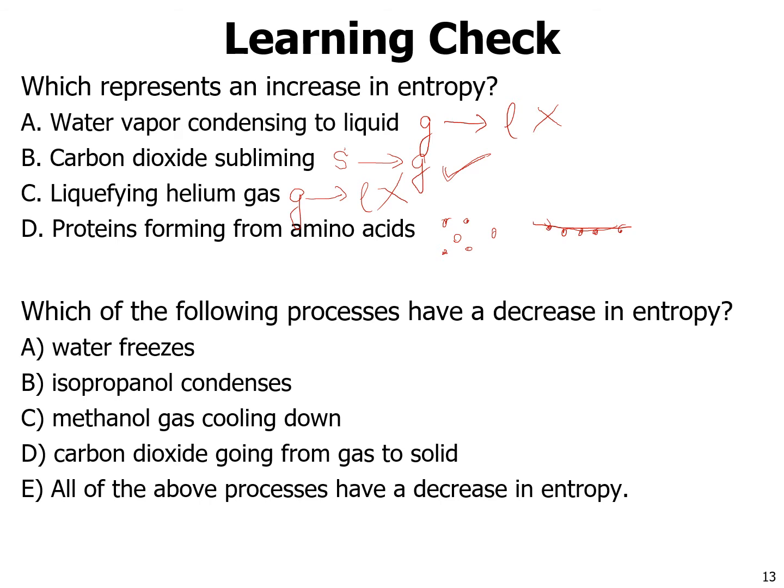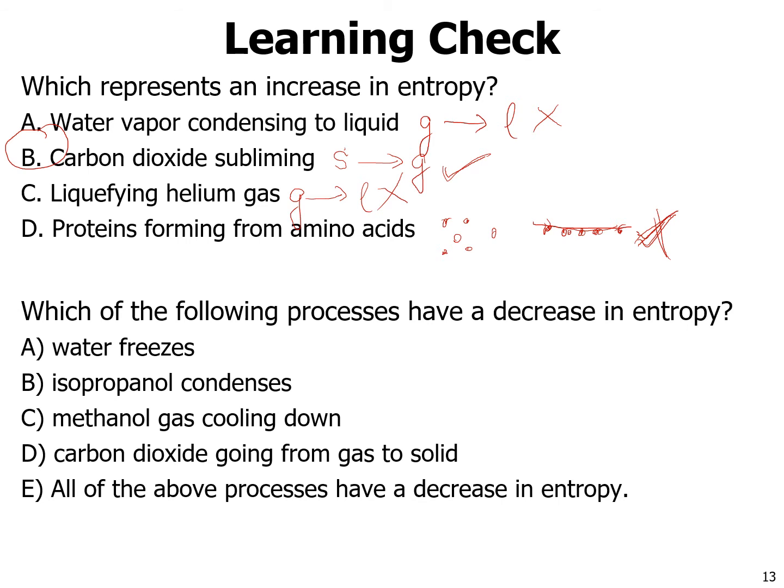In this case, amino acids are very disordered, but in proteins they are arranged in a particular order. What is happening to the order? They're getting more ordered, meaning the entropy is decreasing. So this is also not our option. Which one is the correct answer? P, carbon subliming. Okay, next, the second part.